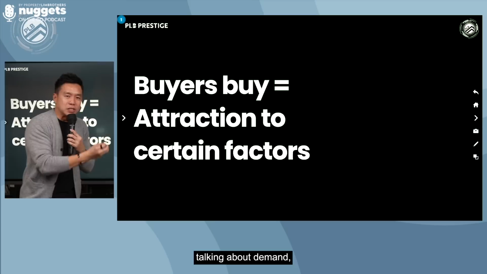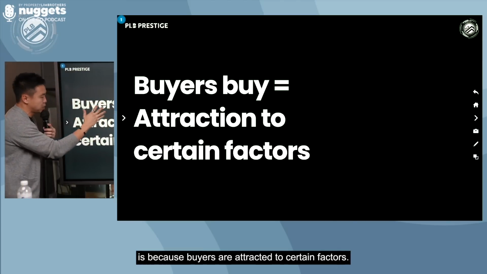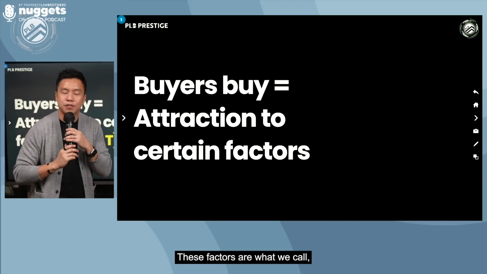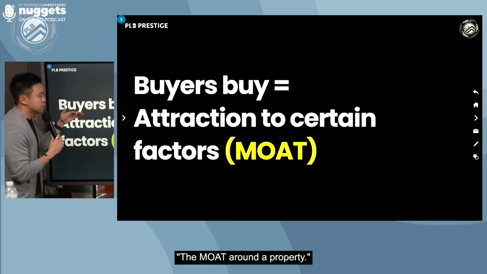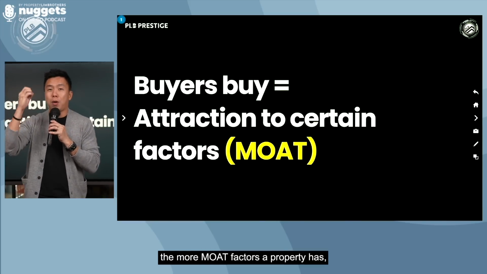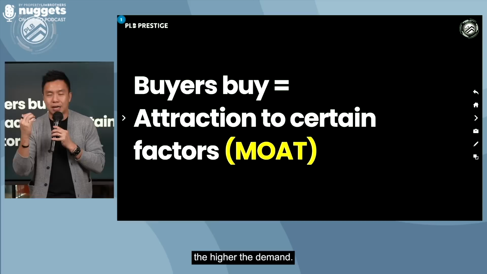Now, of course, talking about demand, the reason why buyers buy is because buyers are attracted to certain factors. Now, what are all these factors? These factors are what we call the moat around a property. Moat meaning that the more moat factors a property has, the higher the demand.